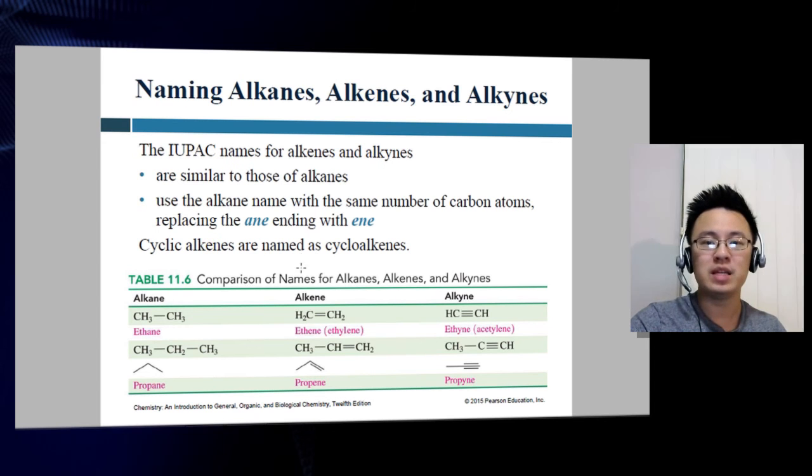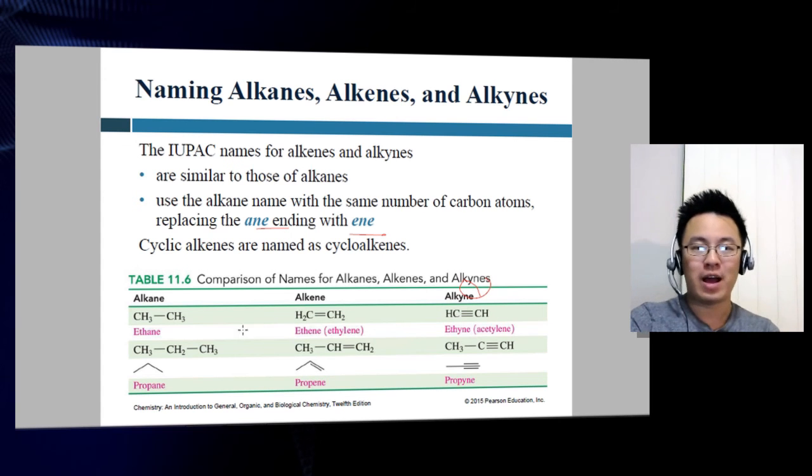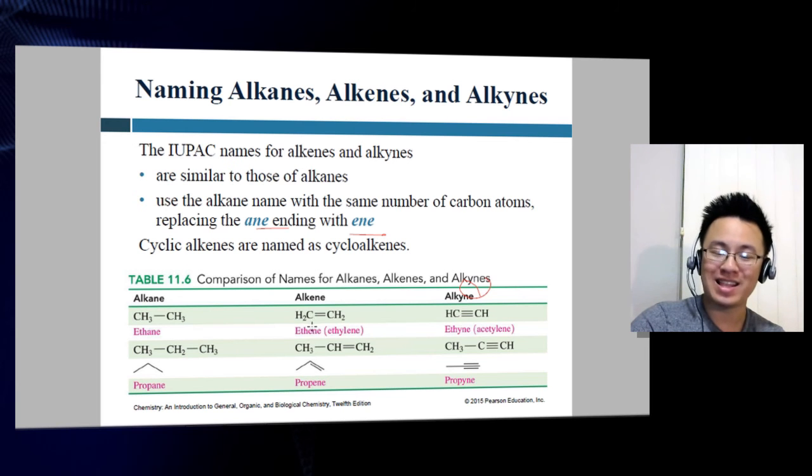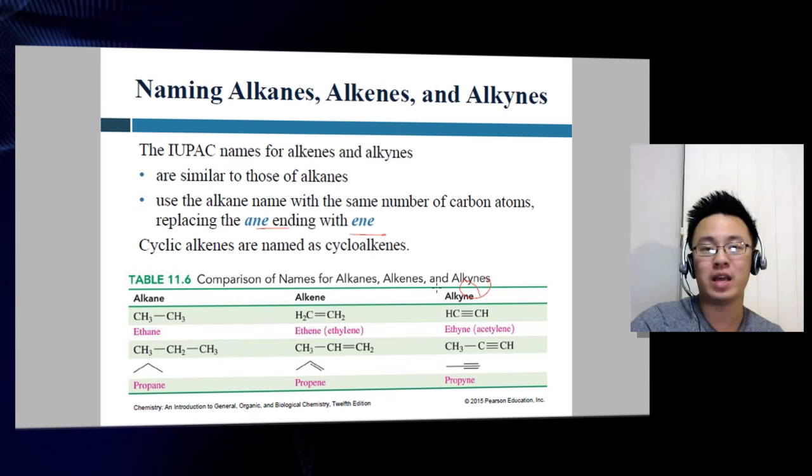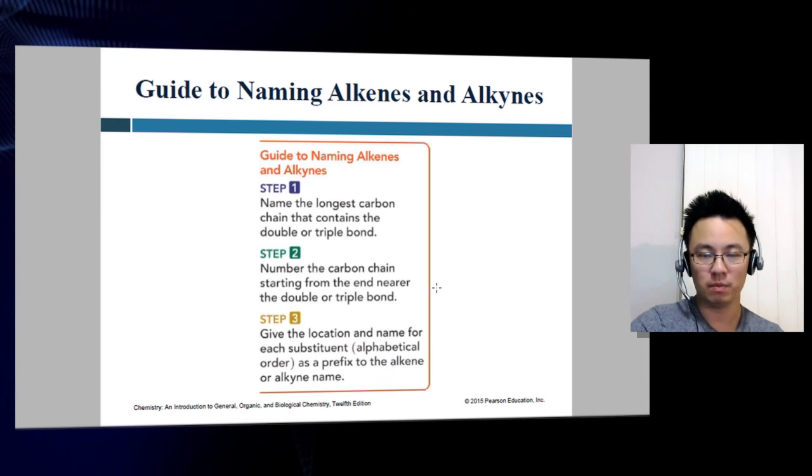Now the IUPAC names for alkenes and alkynes. Again, alkanes end in -ane, alkenes in -ene, and alkynes in, guess what? -yne at the very end of it. So we have ethane versus ethene versus ethyne. As you can see, the double and triple bonds define what kind of alkene or alkyne molecule it is.